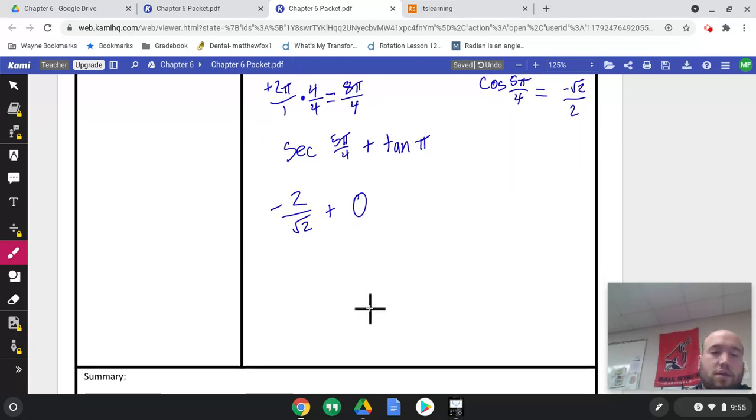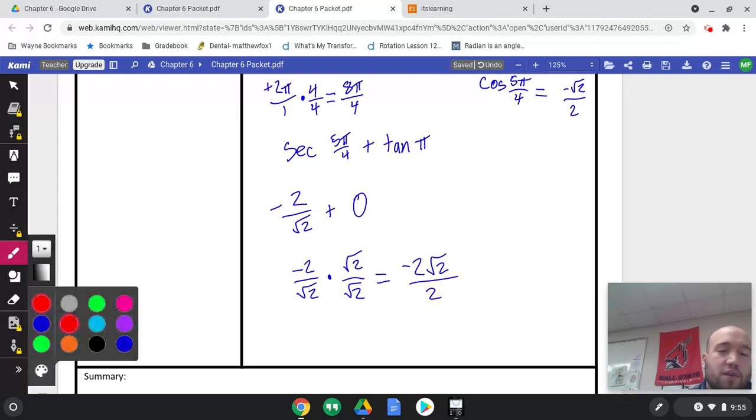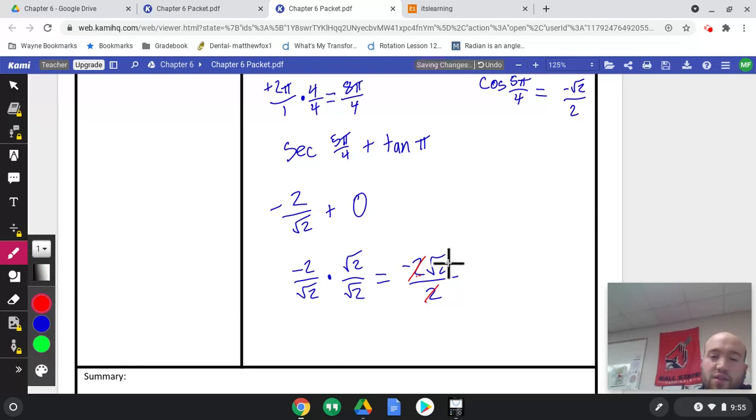Now from here, we can rewrite this. The 0 doesn't matter, so minus 2 over square root of 2. All we need to do now is multiply by square root of 2 over square root of 2 to rationalize that denominator. Go across, minus 2 square root of 2 over 2. Now from here, we need to cancel out these 2's. We can't deal with what's in the square root. So our final answer, we just get negative square root of 2.